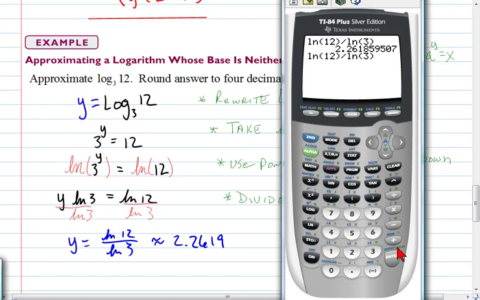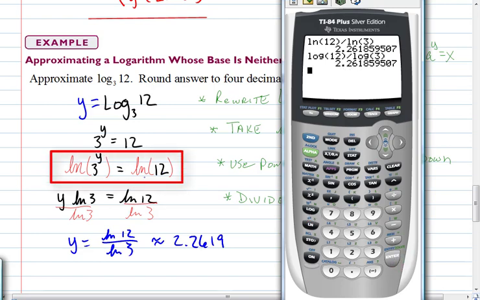Just to prove the point, I'm going to hit second enter, and I'm going to change my natural logs to common logs. So instead of an ln, I've got a log. It's the same thing. That's because when we did this over here, taking the natural log of both sides, we did the same thing to both sides. So if I would have done a common log instead of a natural log, it'd be okay. What you can't do is mix common logs with natural logs. They both have to be the same.